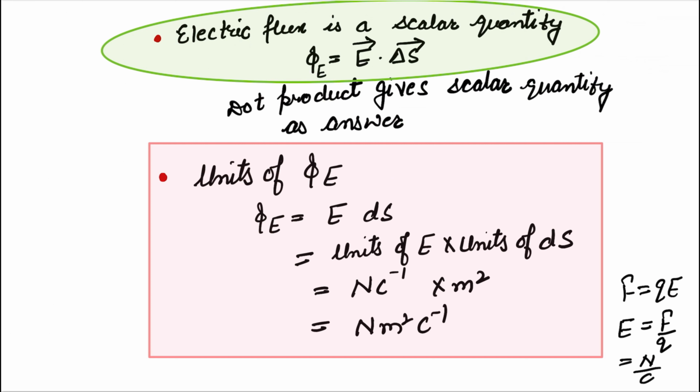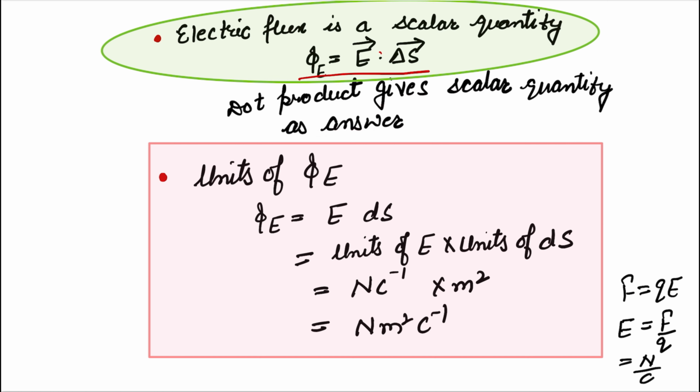No. Electric flux is a scalar quantity because phi E is E vector dot delta S vector. Dot means you are taking the scalar product. And when you take the scalar product, your answer is also going to be a scalar.